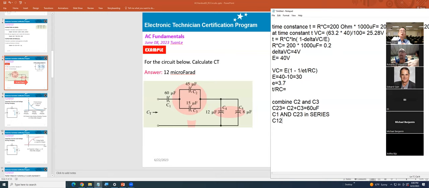So you know the formula I just gave you. So the formula will be C1 times C23, everything divided by C1 plus C23. That's how you can do it. Okay? That means 60 times 60.